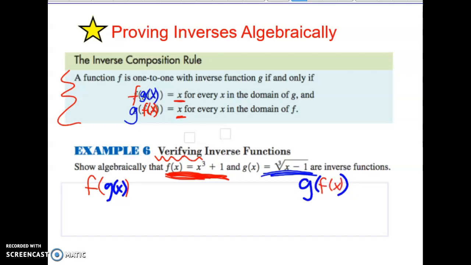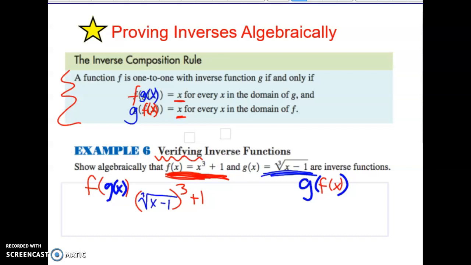Okay, so what does that look like? Well, my original function was x to the third plus 1. Where the x was, I'm going to put parentheses, and put the third plus 1. And then I'm going to plug my g into it. So, cubed root of x minus 1.